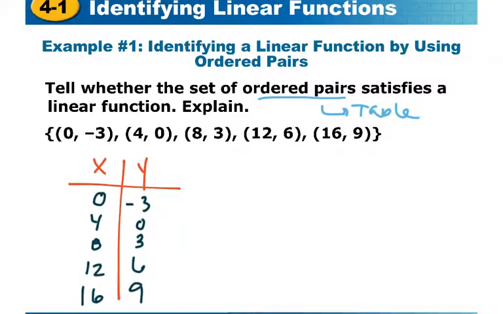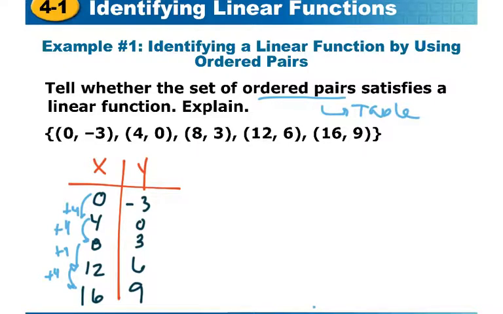When you do this and check to see if it's a function, you do want to make sure that your x's are going in an order, either least to greatest or greatest to least, so that you can find that pattern. So from 0 to 4 we add 4, and then we just need to check if that happens every time after that. So adding a 4, yep, adding a 4 from 8 to 12, and adding a 4 again. So our x column makes sense, but now we need to look at our y column.